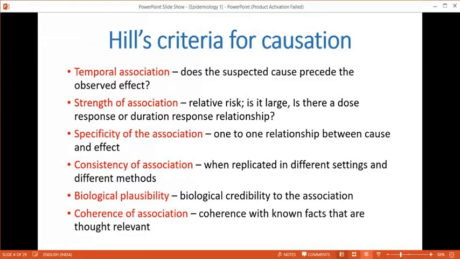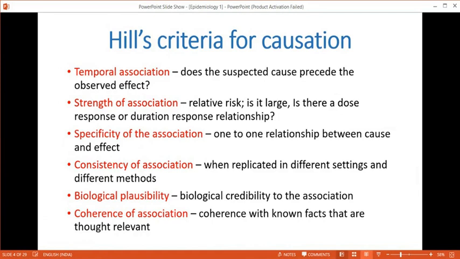And then the specificity of association, a one-to-one relationship. Is it cause and effect? Is it only for this, or can it be for many other things? Like lung cancer, here smoking is not a one-to-one relationship between cause and effect. Whereas for measles or cholera, drinking the contaminated water, or just going and meeting a measles patient, can cause the disease. So a one-to-one relationship is the specificity of association.